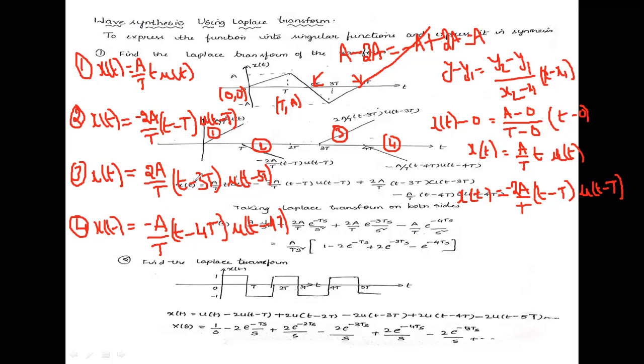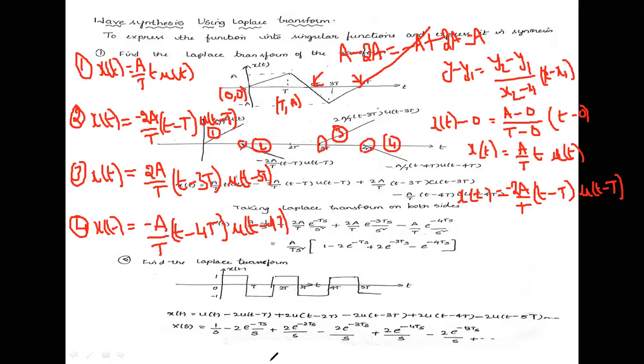So 2a by t, the t minus 3t, mu of t minus 3t. And the fourth slope starts at 4t, so minus a by t, the t minus 4t, mu of t minus 4t. The slope starts at t, so it is shifted by t samples. The slope starts at 3t, so it is shifted by 3t samples. The slope starts at 4t, so it is shifted by 4t samples.